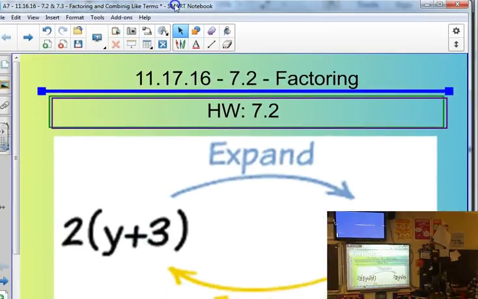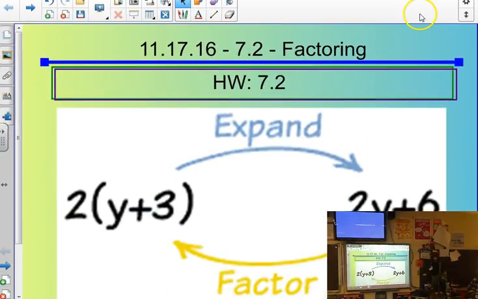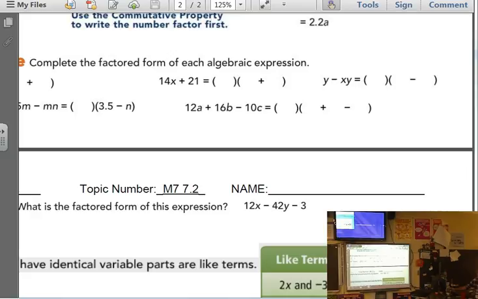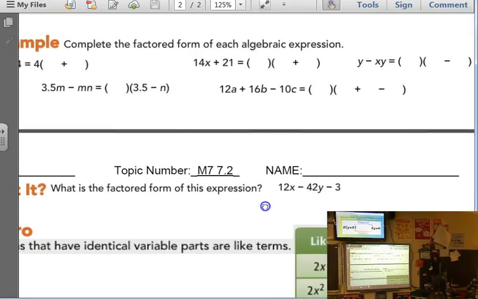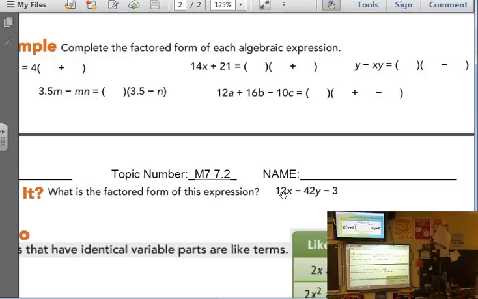All right, today is the 17th all day long. So we are still continuing on with our work with factoring. We were somewhere right around here-ish.